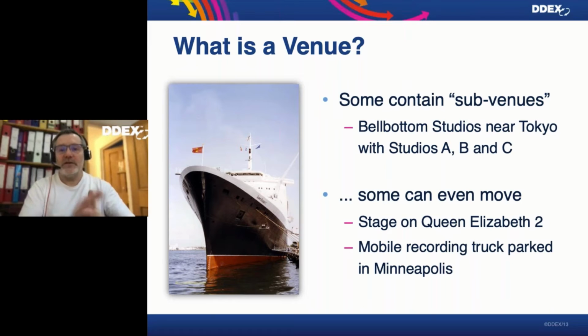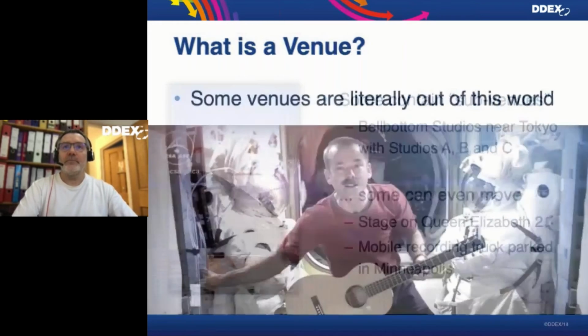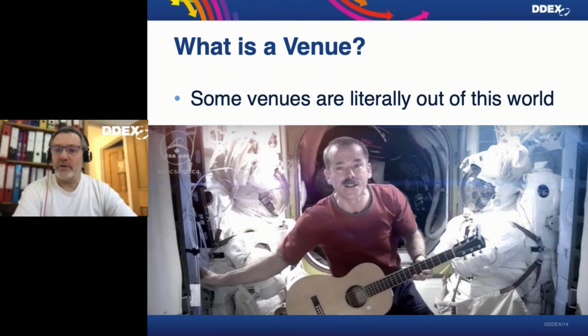Yes, so we've seen a number of different venues. One type of venue Mark has managed to omit, actually, because some of the venues that we need to address, that we need to describe, are literally out of this world, like the International Space Station. And good luck finding a street address for the International Space Station. So there's a whole raft of different types of venues that we need to deal with.